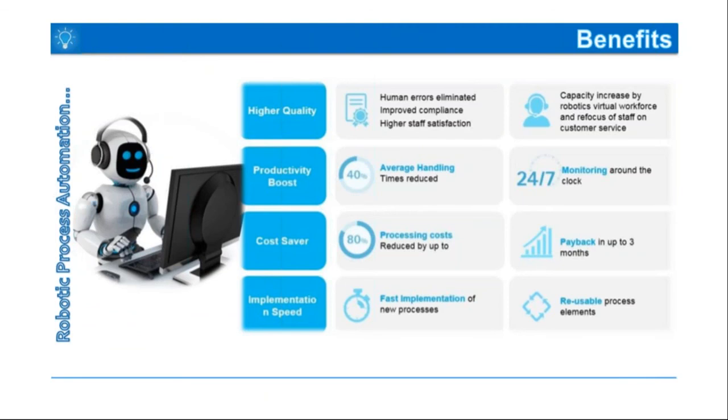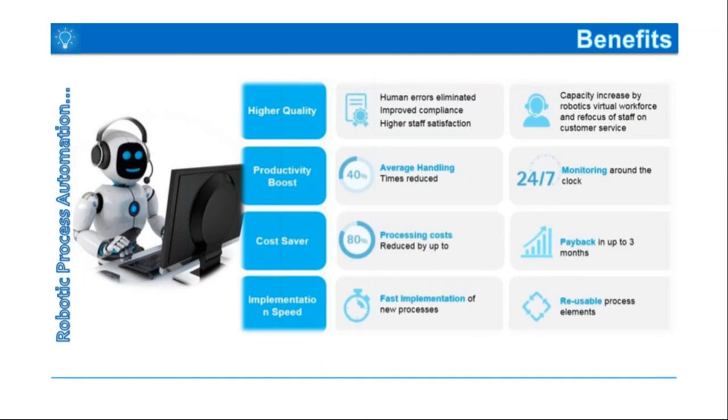So this is one of the important slides, the benefits of robotic process automation. The first and foremost thing is high quality. By using robotic process automation, I can achieve 100% quality, because the bot never makes mistakes. Whatever instruction we give, the bot performs the same operations.